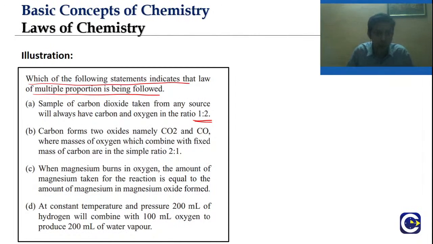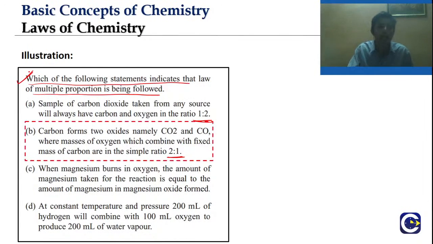Carbon forms two oxides, namely CO2 and CO, where the masses of oxygen which combine with a fixed mass of carbon are in the ratio 2:1. This is what the law of multiple proportion says. So this kind of question can be expected. As well as there could sometimes be basic questions like which of the following defines the law of multiple proportion? It can be as simple as this also. So be prepared. These are all little scoring topics, so you should not ignore this.